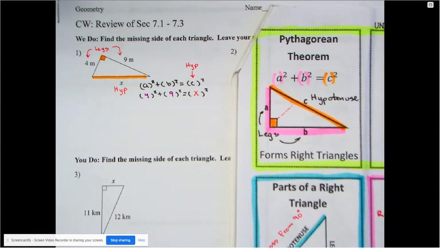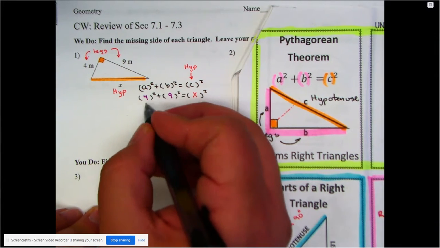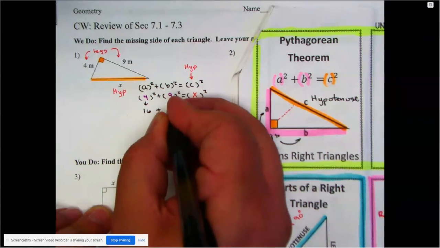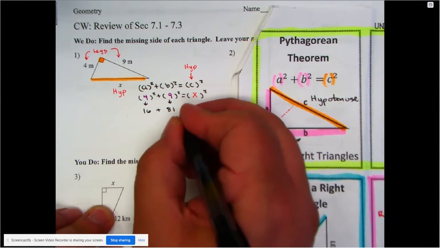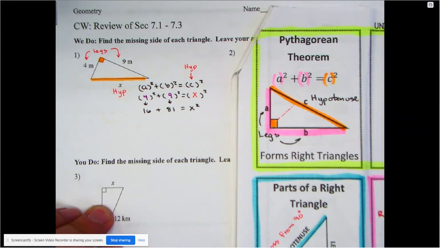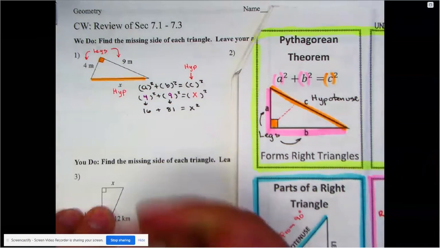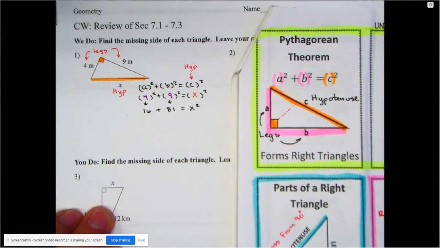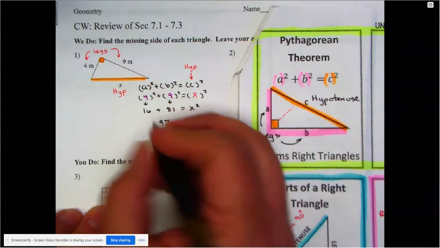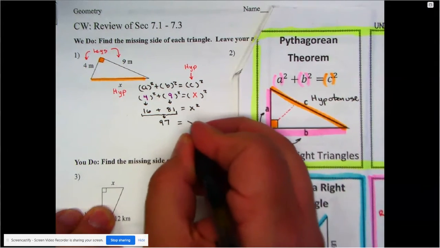And so now we're going to give everybody a power of 2. Now keep in mind, this is not 4 times 2, it's 4 times 4. So this is 16. 9 times 9 is 81. And of course, x squared is x squared. We don't get rid of the power of 2. Now, these two are already on the same side, so of course, we're going to start just combining like terms here. And when I combine the 16 and the 81, we get an answer of 97. And of course, it still equals x squared.